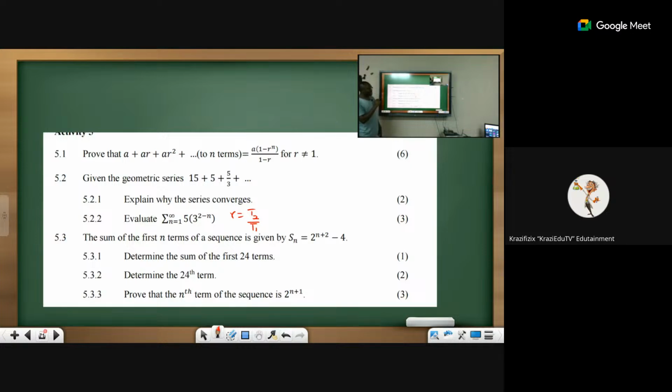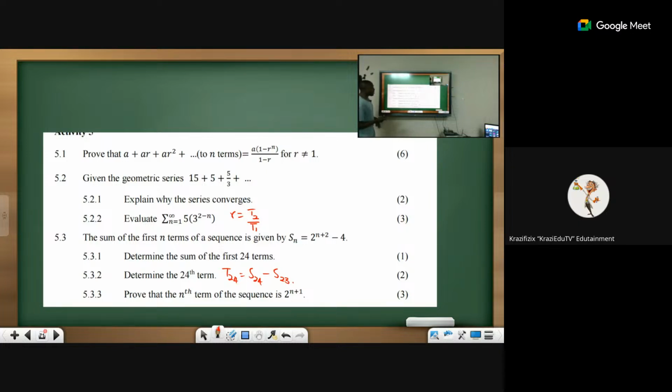RA from 5.2. I'm not sure if it is the same. All right. Okay. The sum of the first n terms of a sequence is given by that. Guys, we did this. How do you get the sum of the first 24 terms? Just throw in 24. How do you get the 24th term? T24 will be what? S24 minus S what? 23. Okay. Prove that the nth term of the sequence, you are looking for Tn. We did this as well. All right, beautiful. Do we have this? Yes, we got this. Beautiful.